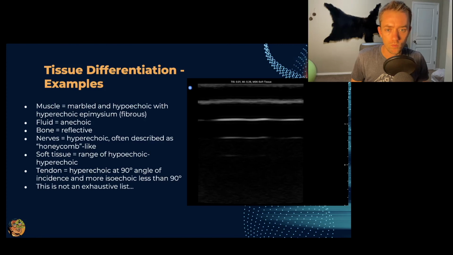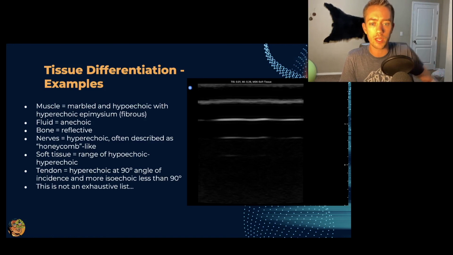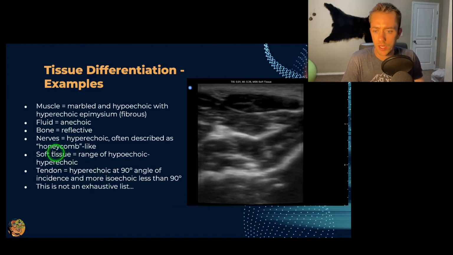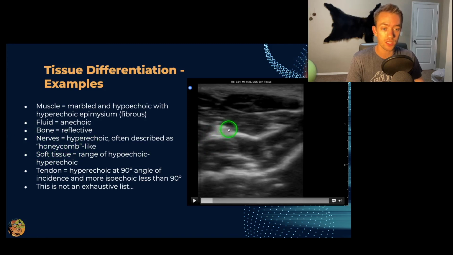So let's go over some brief tissue differentiation, and this will be it. Muscle is going to appear kind of marbled, hypoechoic with hyperechoic epimysium, kind of a fibrous cap. Fluid is going to be anechoic, just black. Bone is going to be reflective with that white cortex. Hold on, pause that. Nerves are going to be hyperechoic, and they're going to have a honeycomb look. You can actually see my median nerve right here. This is my forearm, kind of the mid forearm.